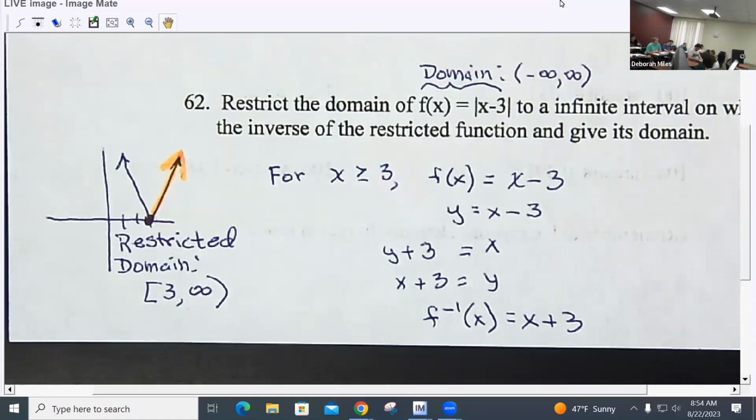If I put a 7 into this function, I get out a 4. If I put that 4 in the inverse function, do I get out the same thing I originally put in? Yes, I do.